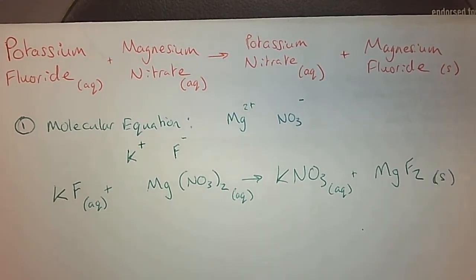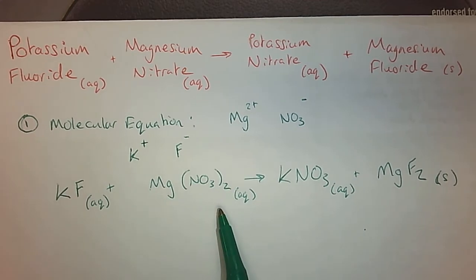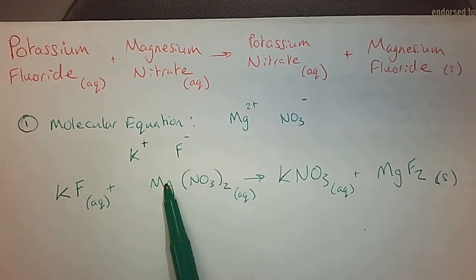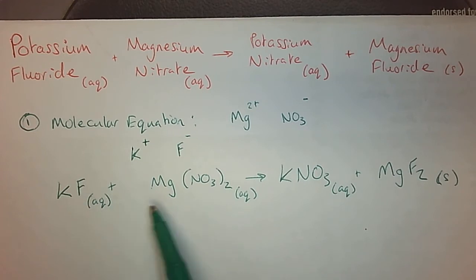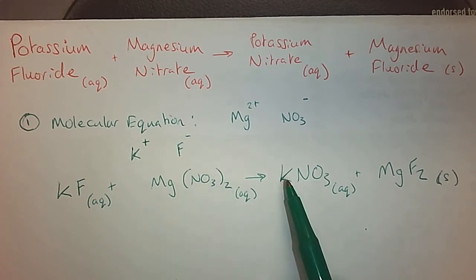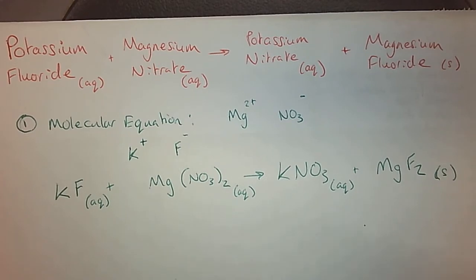So that's a good start, but it is not balanced yet. The compounds are fine in terms of the ratios of atoms to each other: 1 to 1, 1 to 2, 1 to 1, and 1 to 2. Those are compounds that are stable unto themselves, but the equation itself is not balanced.